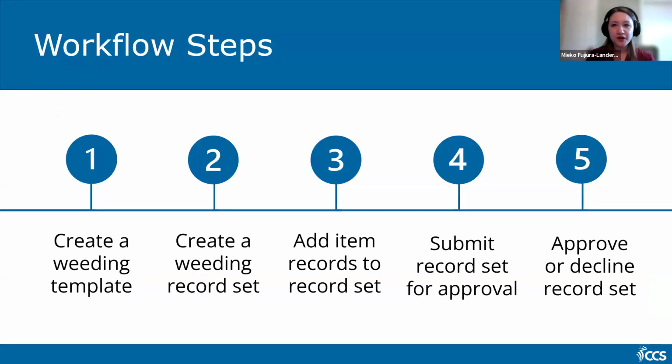And then I want to give you another perspective of the workflow. So here are the steps in chronological order. So first, staff create the weeding template. Then they create the weeding record set. You'll add item records to the record set. When ready, you'll submit the record set for approval, and then the record set is either approved for weeding or declined.